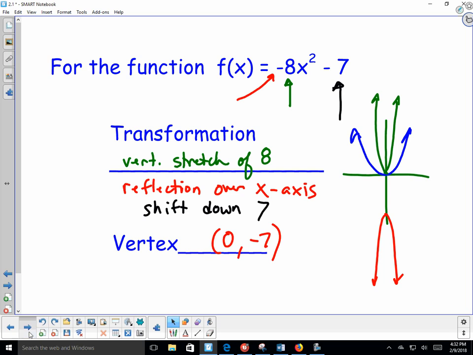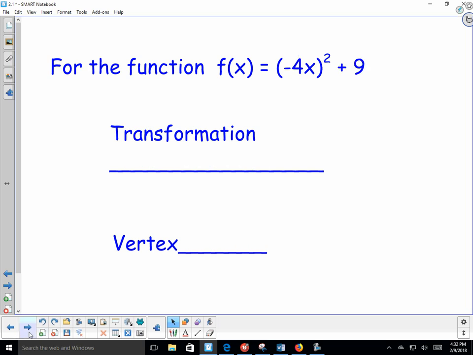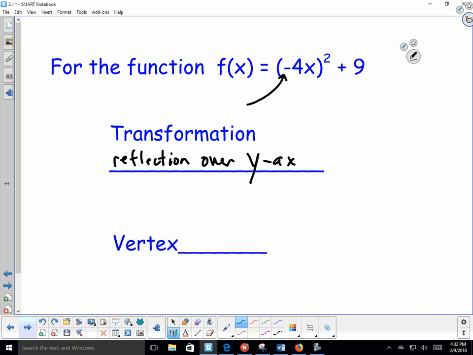All right, let's take a look at this example. This time we have the negative inside with the x, and the x is being multiplied by 4 also. Again, I see 3 transformations here. The negative inside the parentheses, which means that x is going to be made negative before we square, that is a reflection, this time over the y-axis.